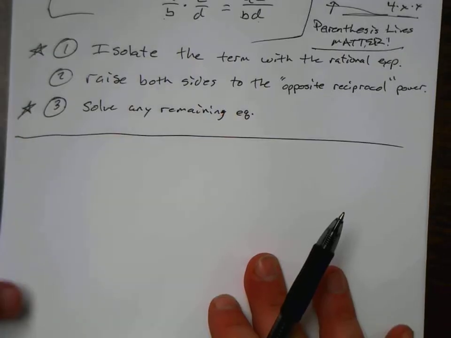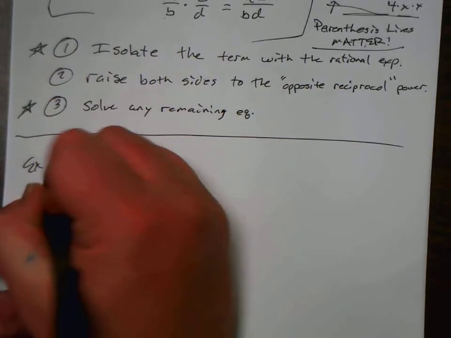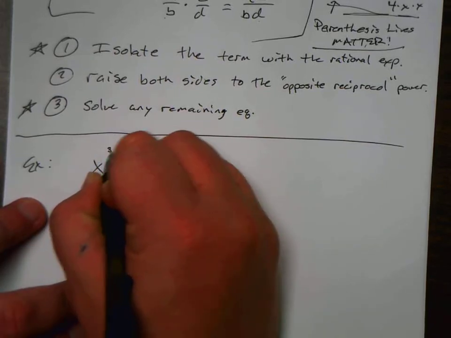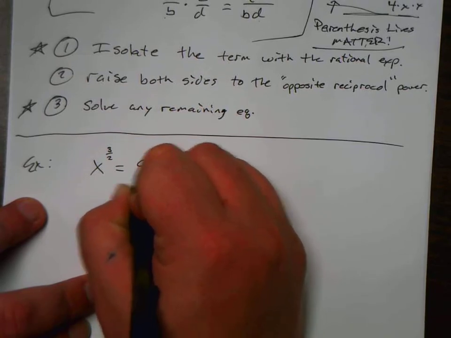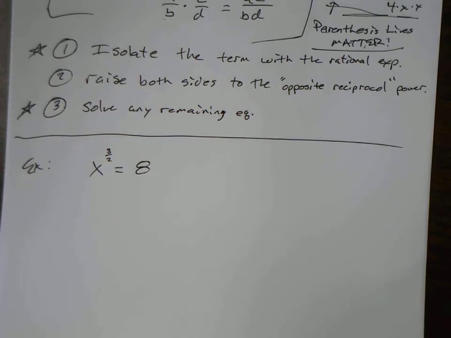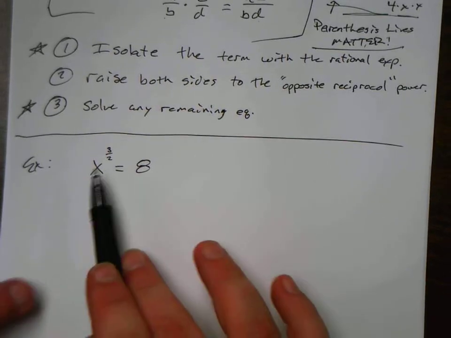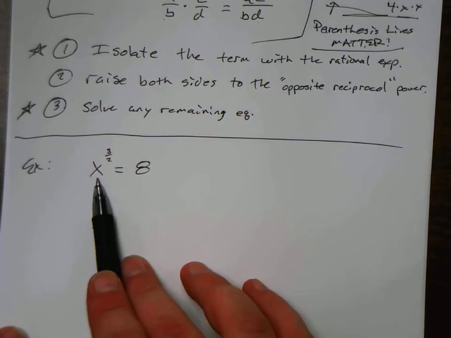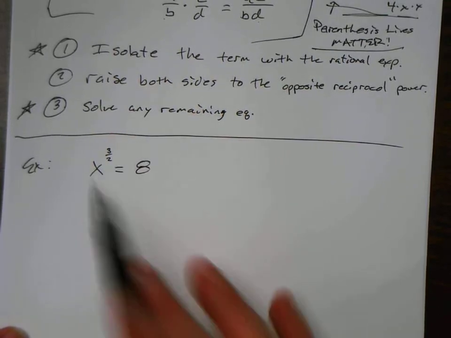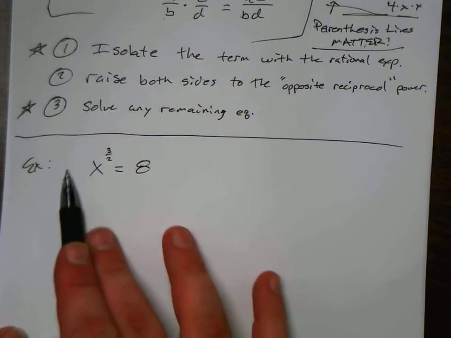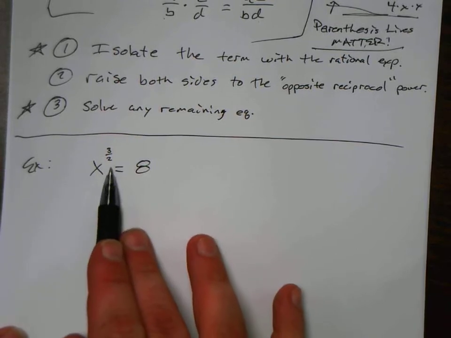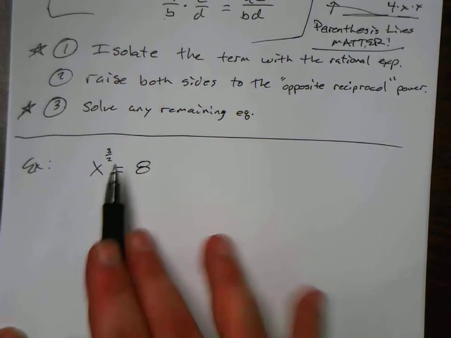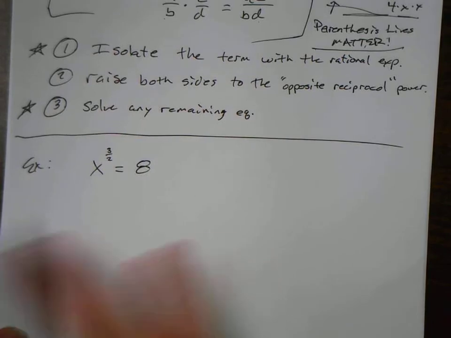Okay? Now the first example that we're going to do, let's take a look at what happens if I have, let's go x raised to the 3/2 power equals, let's go with 8. All right, so I'm looking for the term that has the rational exponent. So x raised to the 3/2, that's the term with the rational exponent. Is it by itself? Here's the question: is there a number in front being multiplied, or a number behind being added or subtracted? In this instance, no, it's just the x with the 3/2. So step 1, isolate, we're good.